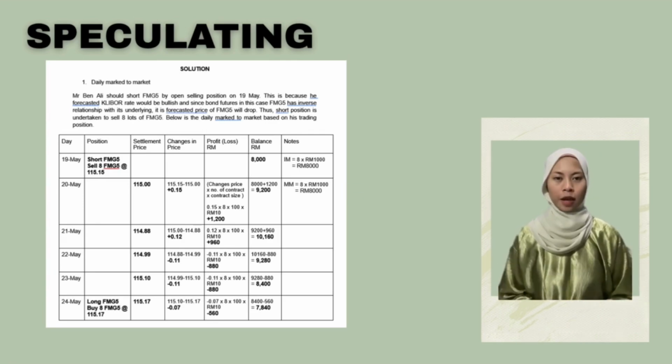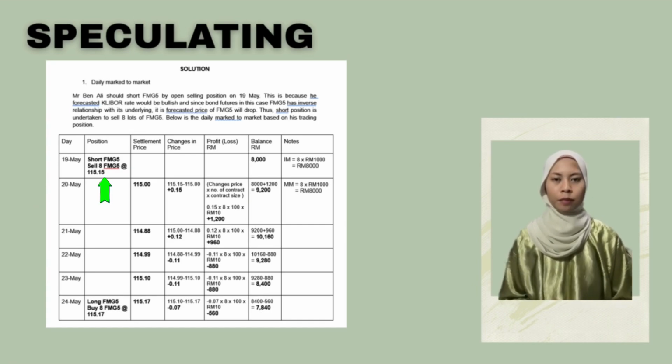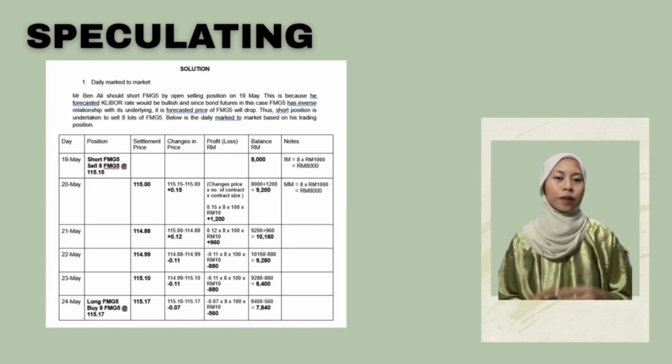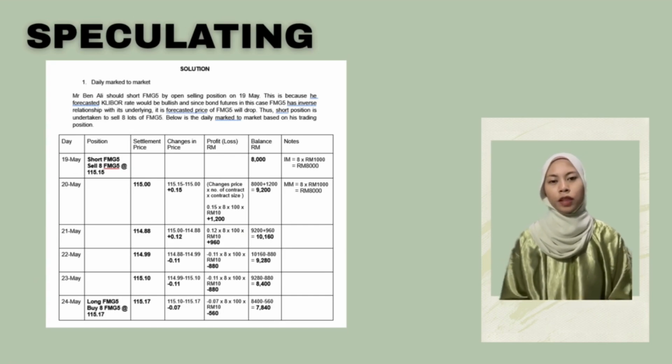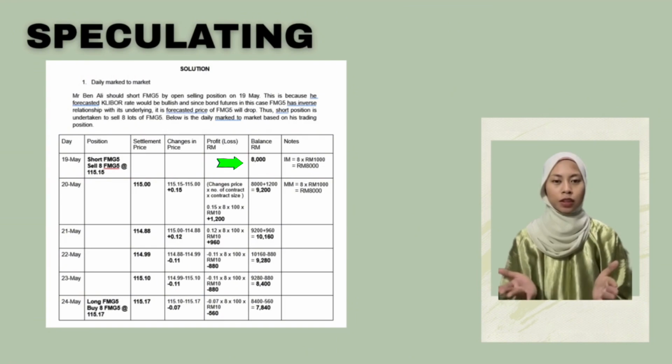Next, we will construct the table for the establishment of the short speculation trading strategy, marking to market. I will start by explaining the first row. The 19 May stands for today, and for the detail, we write short of 8 FMG5 at price 115.15 and pay an initial margin of 8,000 ringgit. Basically, we start by taking a short position, based on the expectation that the rate will increase and the price will drop in the future. There is no profit or loss as we just entered the position, and the margin account balance is the initial margin that we calculated before, which is 8,000 ringgit.